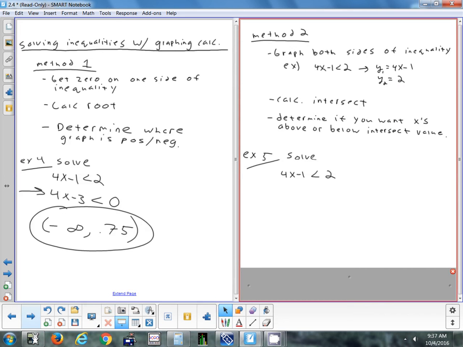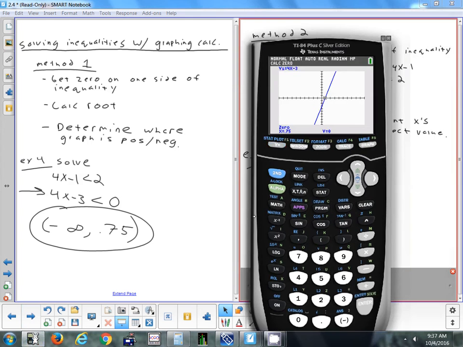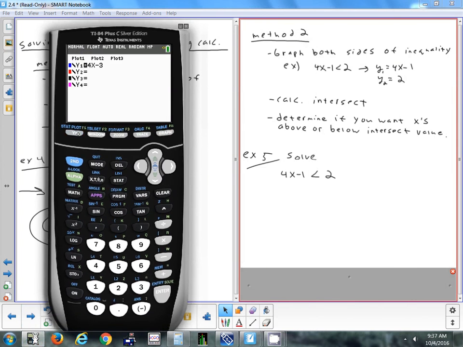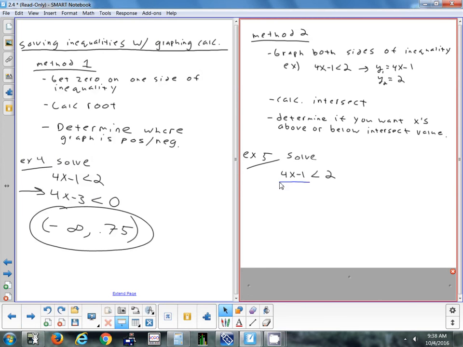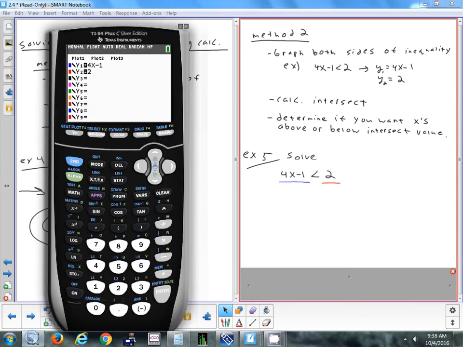So now you calculate an intersect, and then determine, do you want all the answers above your intersection point or below? Okay, so I'm going to do the same problem again. I'm just going to do it using method 2. I don't care which method you use. Whichever way is easier for you. All right, so I'm going to graph 4x minus 1. I'm going to graph 2. Okay, 4x minus 1 is in blue. 2 is in red. So if you want to look at it in terms of the color, I'm looking for where the blue is under the red. Okay, so hit graph.